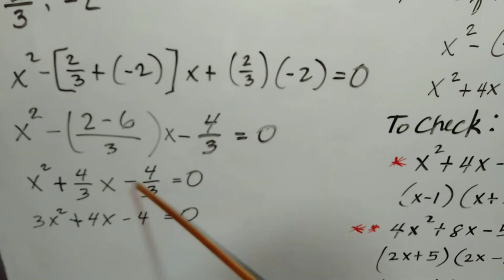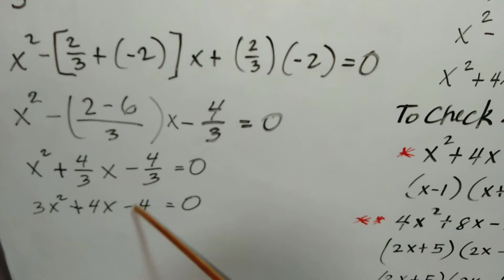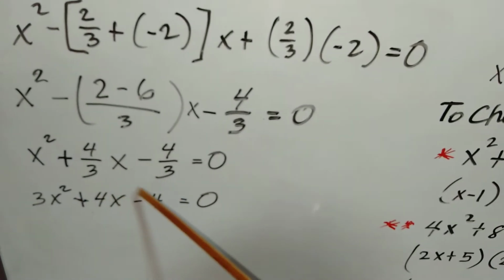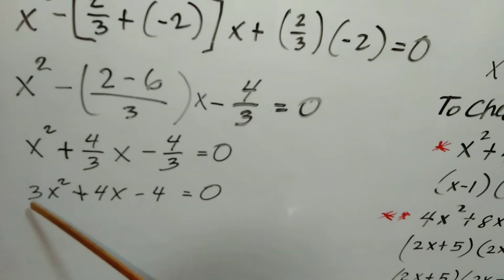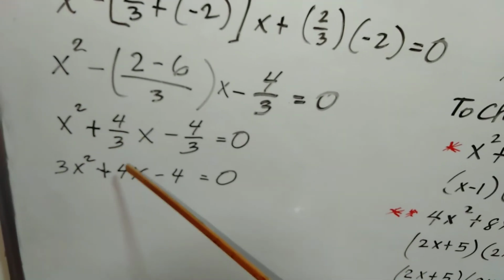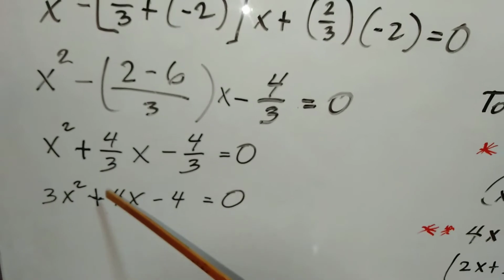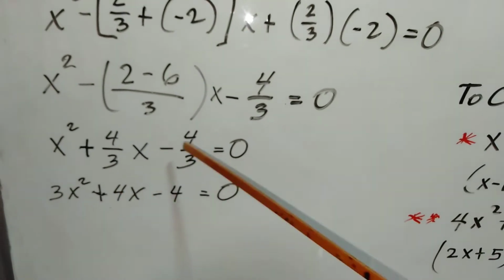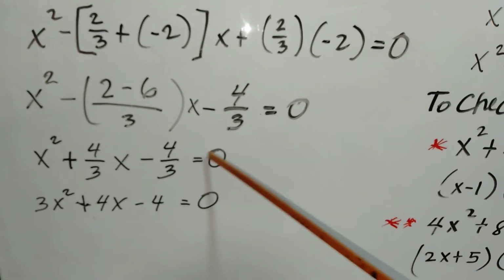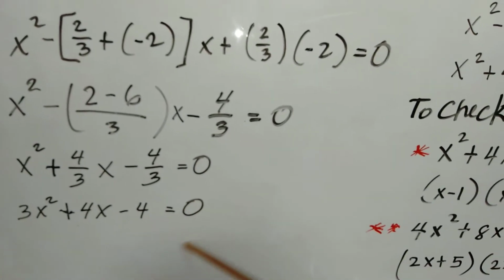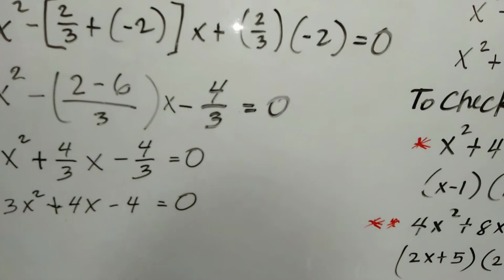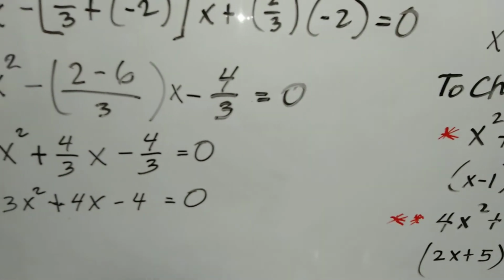To get rid of fractions, you get the LCD of this whole equation. The LCD is 3. So x squared times 3 is 3x squared. For the third term, x cancels out the 3. What remains is 4x minus 4 times 3, or minus 4, is equal to 0. So this will be our new equation.